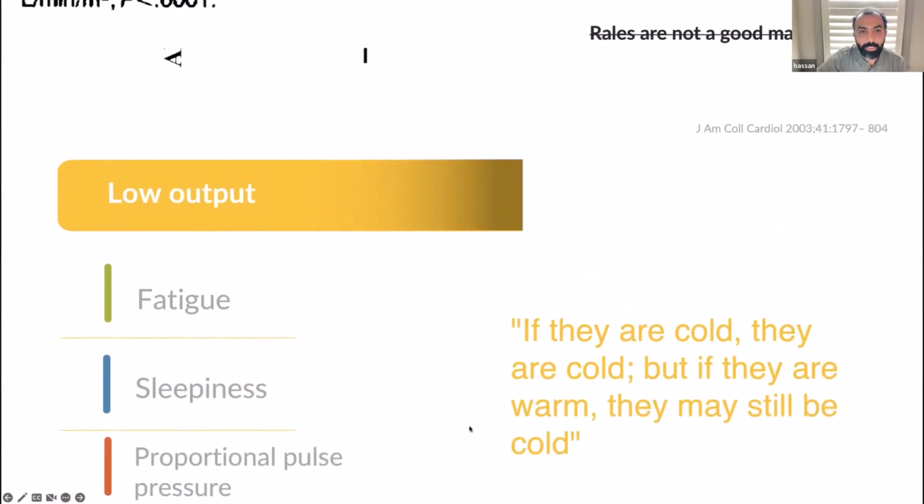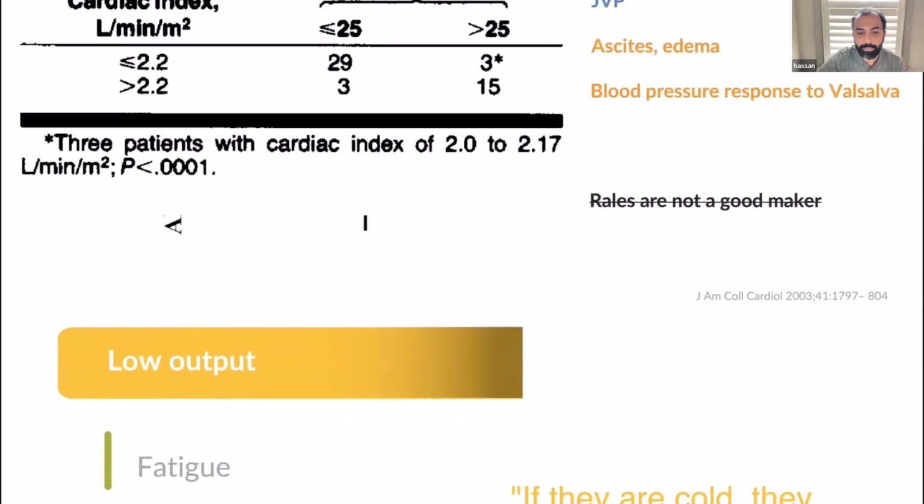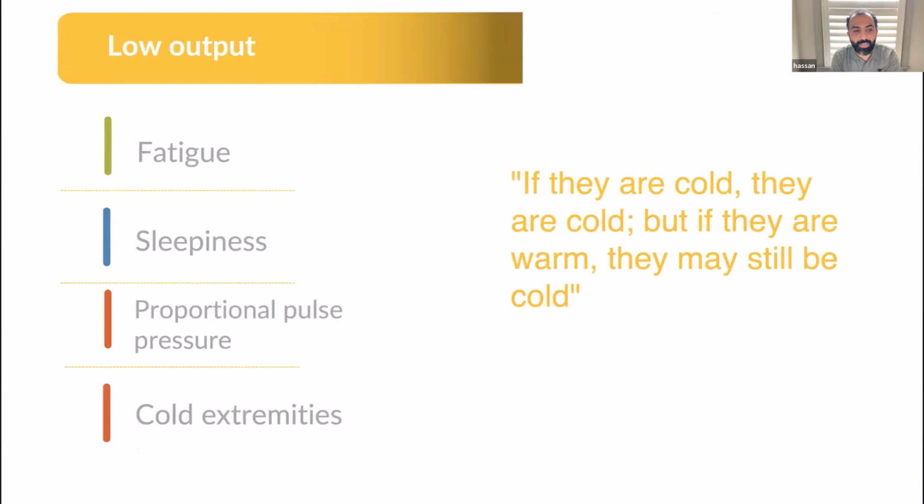All right, so low output state, these are the signs. Fatigue. When somebody comes in and tells me, well, I'm not feeling short of breath, winded when I walk, all I feel is fatigue, tired, dizzy, lightheaded. I cannot walk a couple of steps, I get dizzy and I have to sit down. This is a big sign. Sleepiness, of course, proportional pulse pressure that we mentioned a minute ago, and cold extremities.